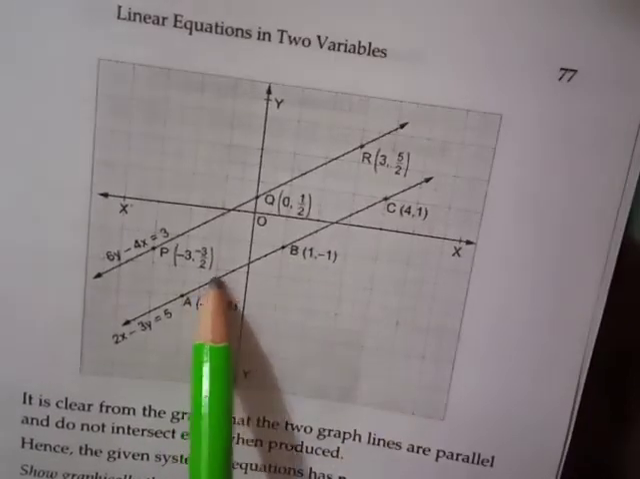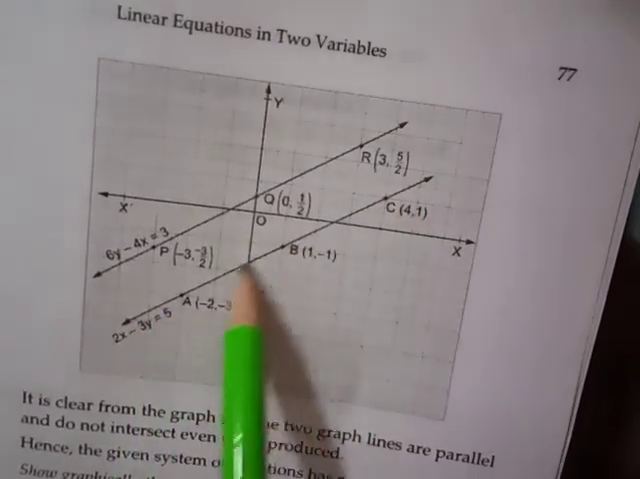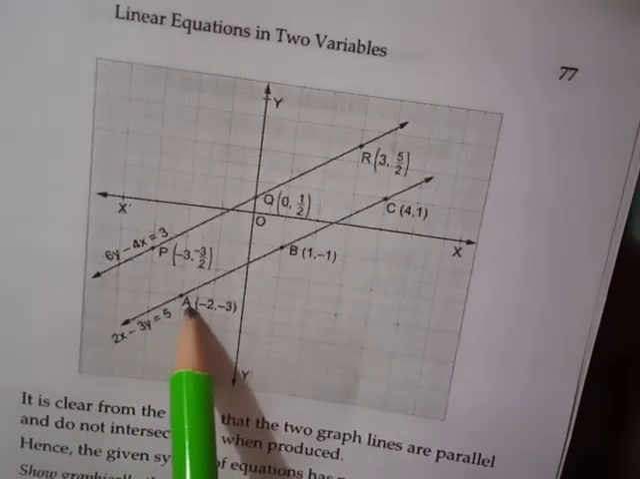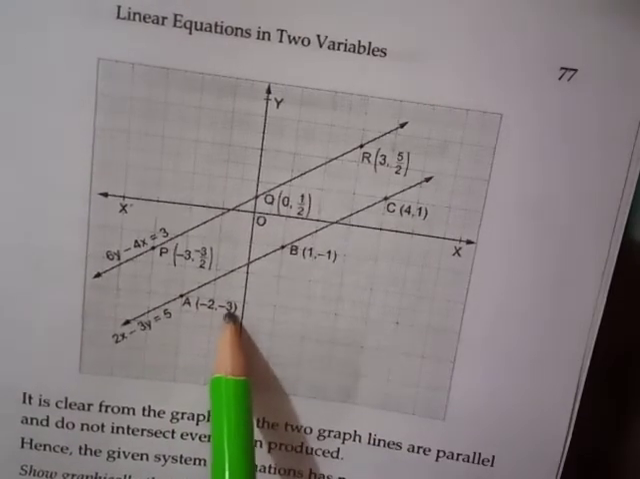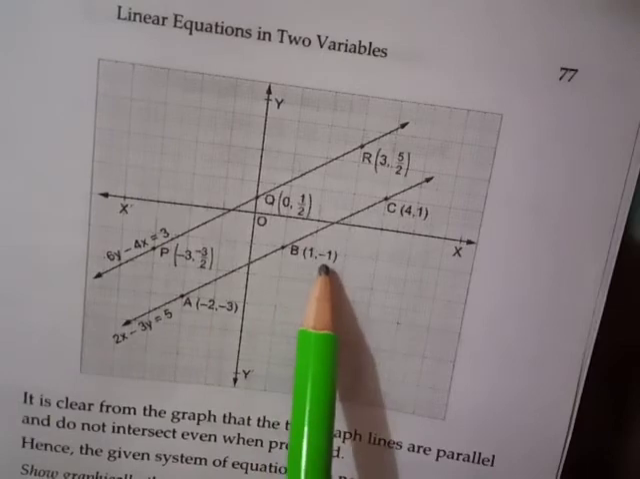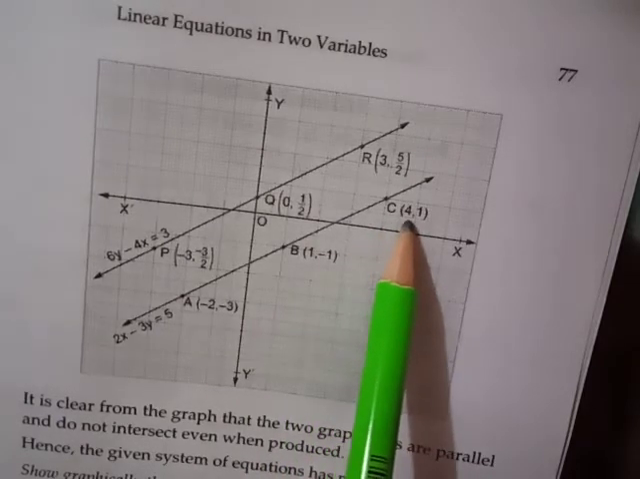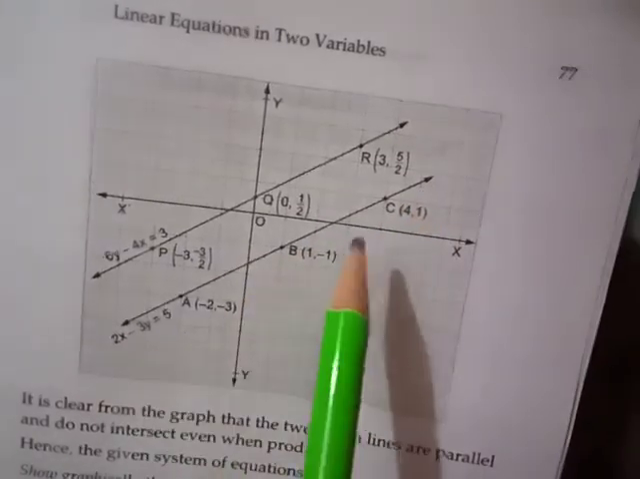Now join these three points A, B, C. We will get a line for the equation 2x minus 3y equal to 5. Point A is minus 2 comma minus 3, see in the table. B is 1 comma minus 1, and C is 4 comma 1. Join these points, and we will get a line.